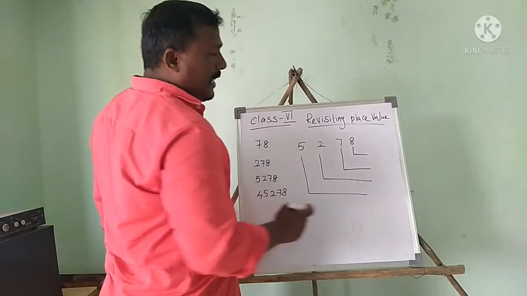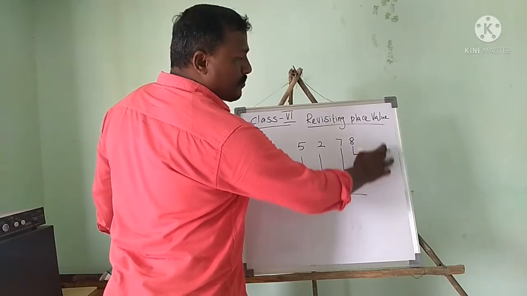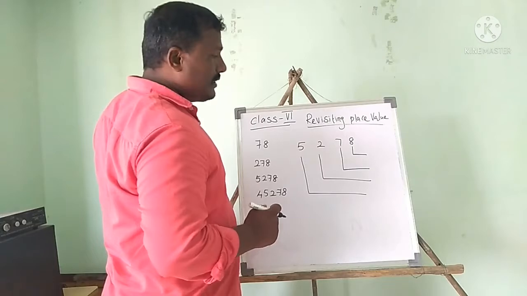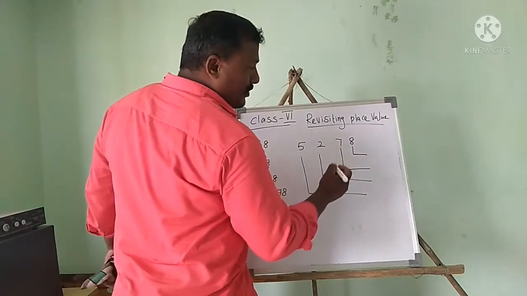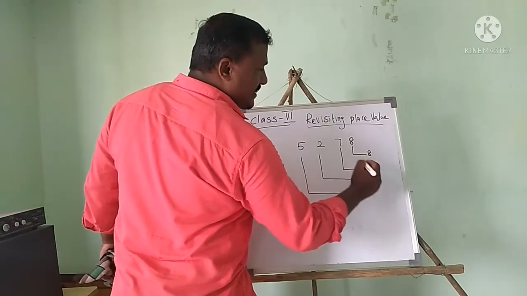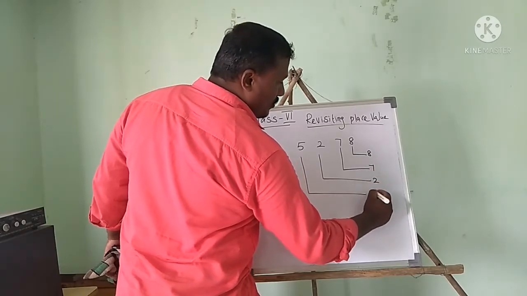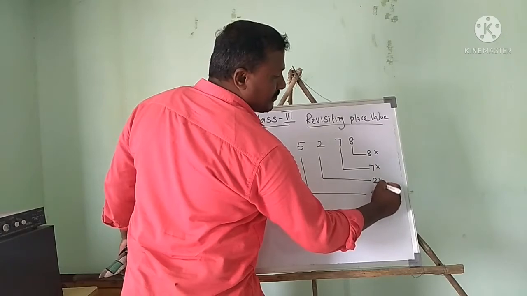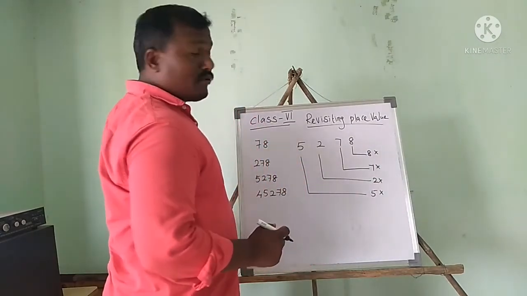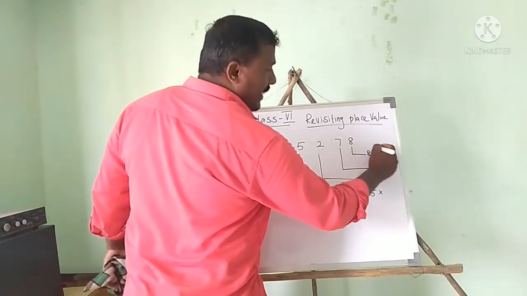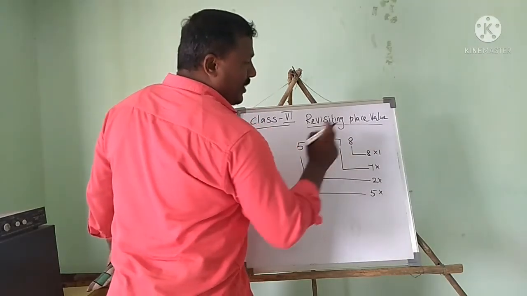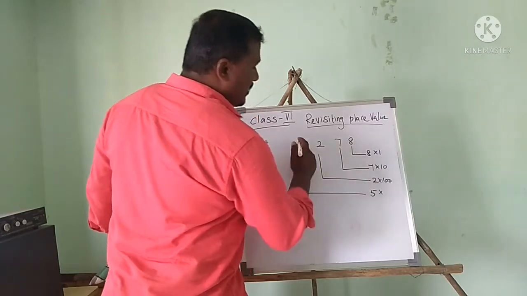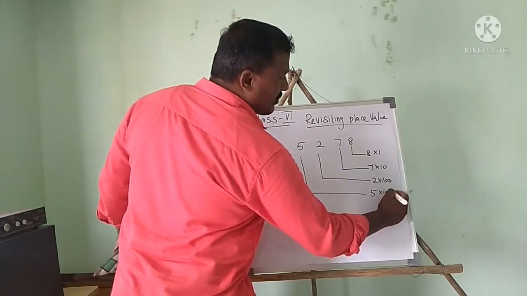Okay. I think we don't have enough space for writing that expanded number. Okay, we'll see. First, what I told you: you write the number as it is. Okay, 5, 2, 7, 8. Then after that, put the multiplication symbol. Then after that, write the place value. What is the place value of 8? 1. Then 10. Then 100. Then 1000. That's it.